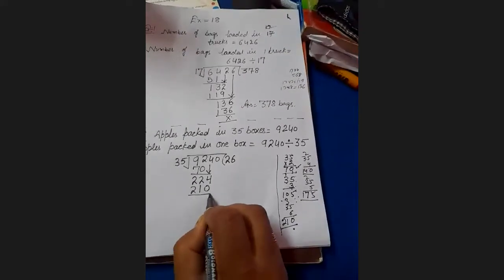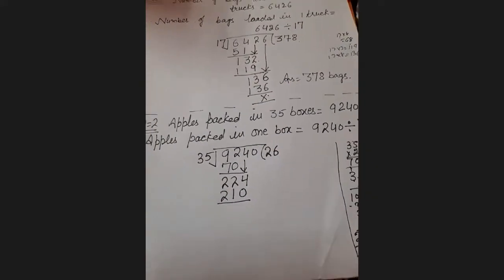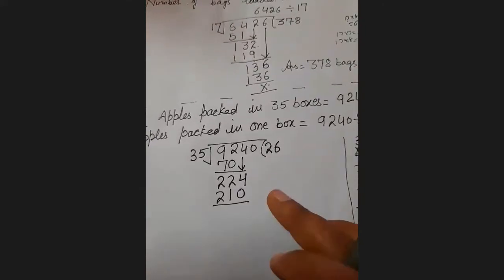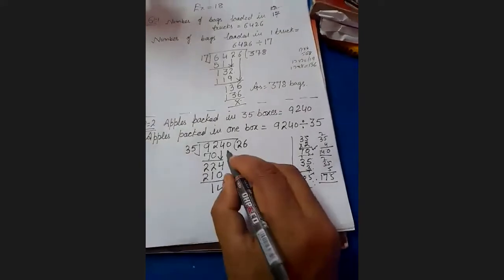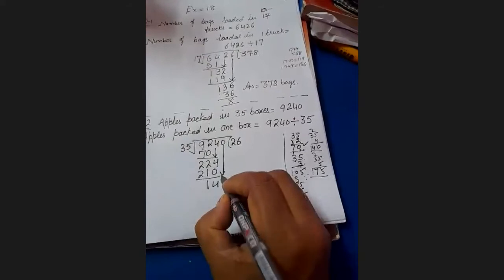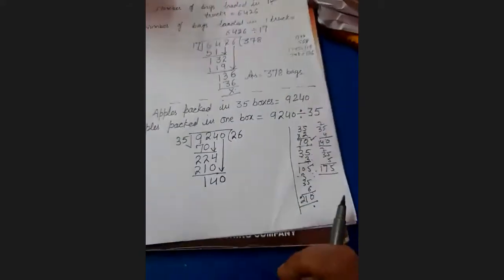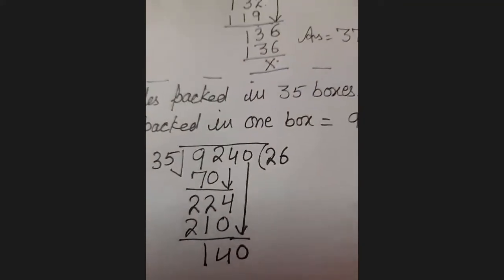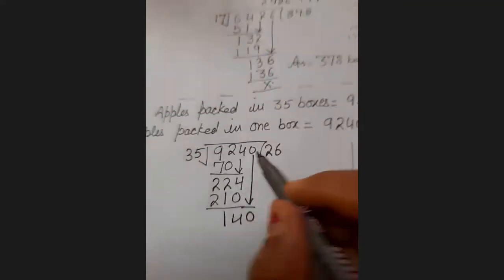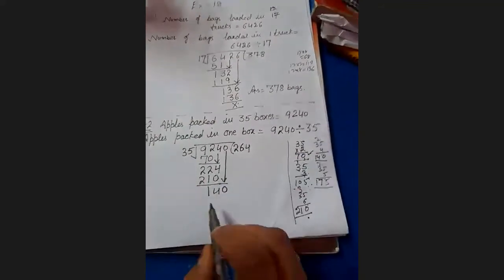210. Now 224 minus 210, 4 minus 0 is 4, and 2 minus 1 is 1. And the next number is 0. Yes, friends, when we multiply 35 by 4, we get 140. And here our number is 140. 35 multiplied by 4 is 140. So in the next step, we'll divide by 4. 35 4s are 140.